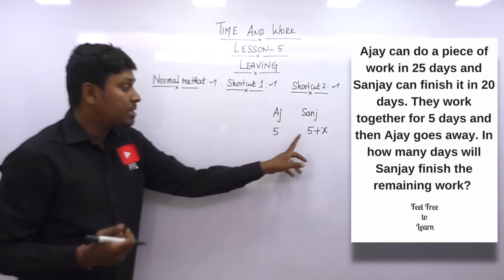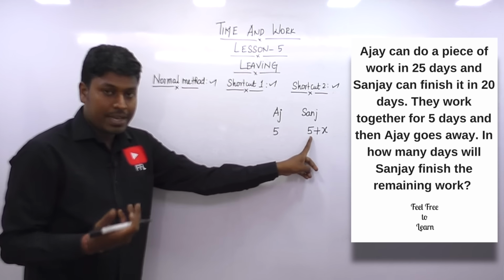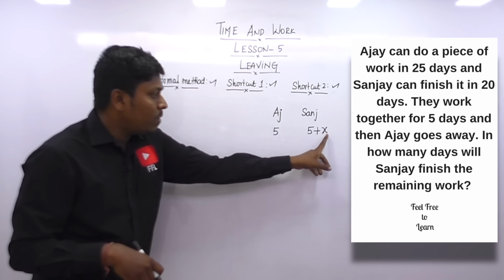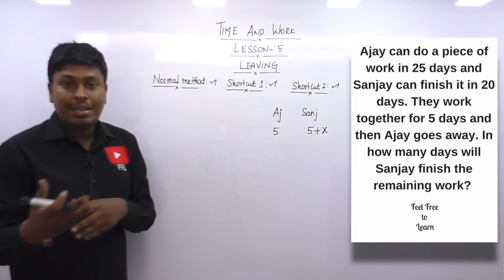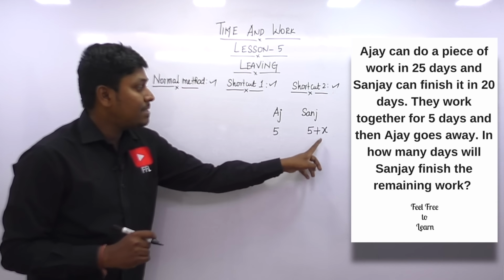And the remaining job was done by Sanjay in some days. So we can say that first of all he worked for 5 days, then additionally he worked for some days, but we don't know how many days he took to do the job. Got the logic? 5 for Ajay, 5 plus X for Sanjay.